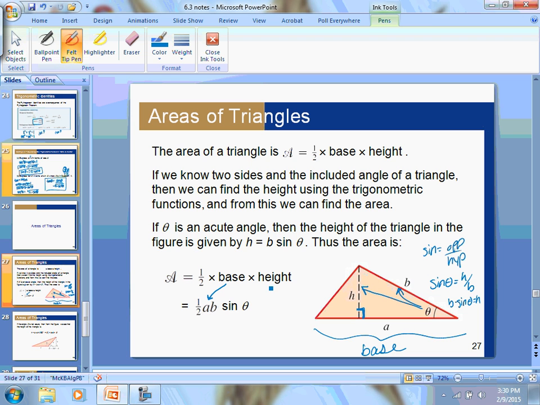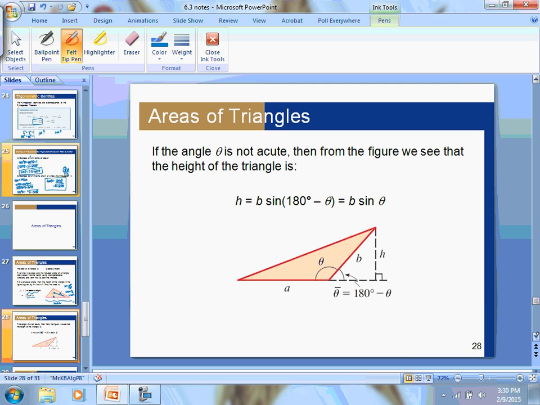Okay, so that's my height, and that's what they've substituted in there, b times the sine of theta. So that's my formula that I'm going to use so that I can find the area of the triangle. And there are other applications that you can do as well.